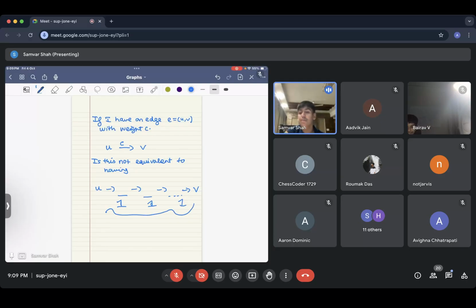I think you should have C minus 1. No, you should have C of these. I hope my math is right. Yeah, you should have C of these. Is this not equivalent? Doesn't this imply I can make any weighted graph unweighted? Because every edge, say this edge, has weight C, I can make it C edges of weight 1. If I have some edge with weight C dash, this is equivalent to C dash edges of weight 1.